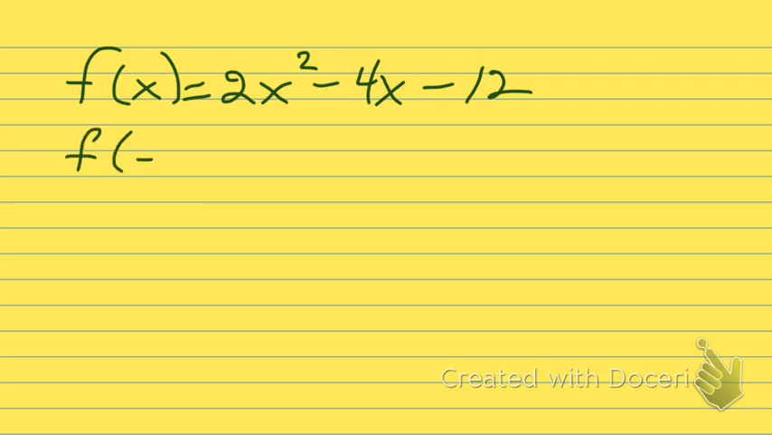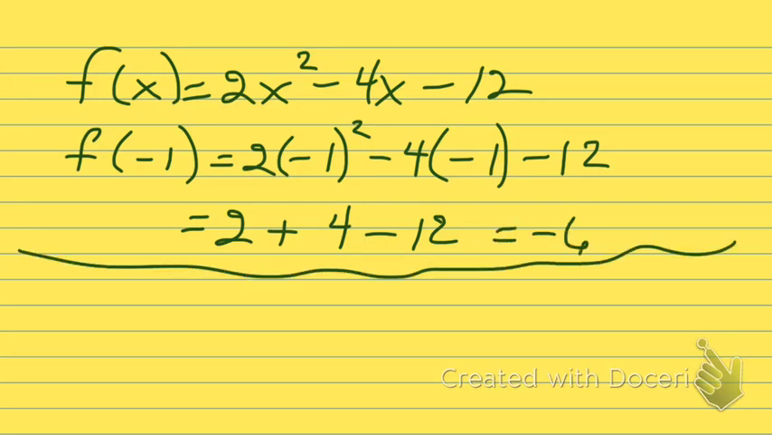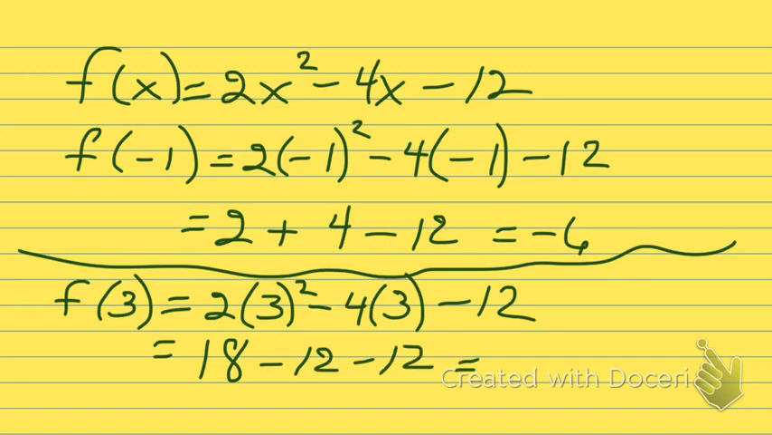When we evaluate the function for negative 1, we end up finding that's 2 times positive 1, double negative is positive 4. This gives us negative 6. Let's see what happens when we evaluate the function at the other endpoint. If we plug in a 3, that's 2 times the square of 3, 2 times 9, take away 12, take away 12 again. Aha! It's the same thing.